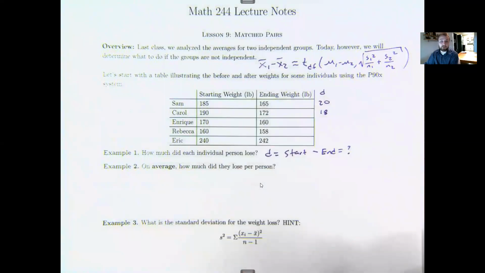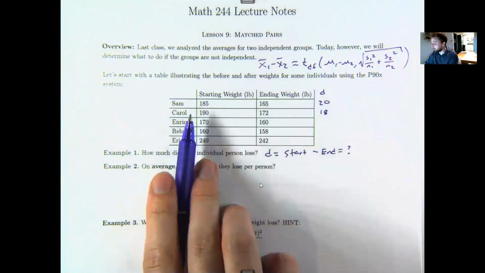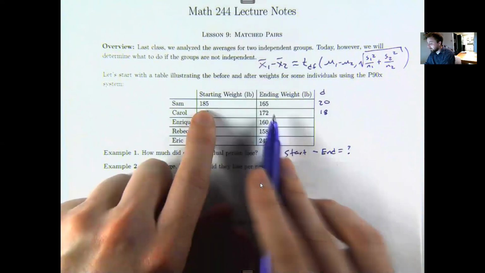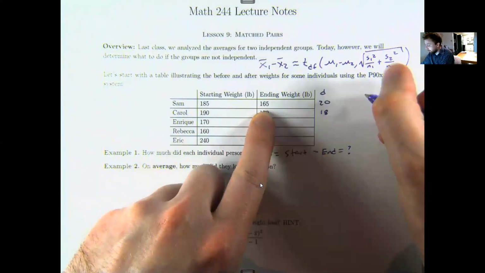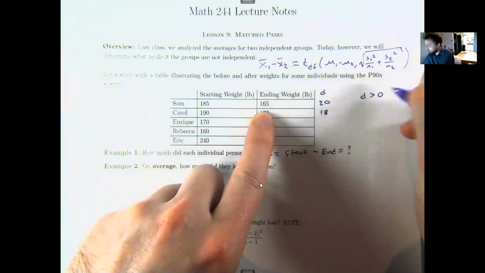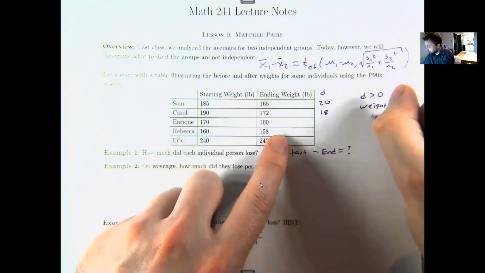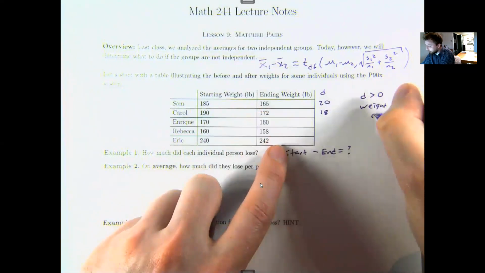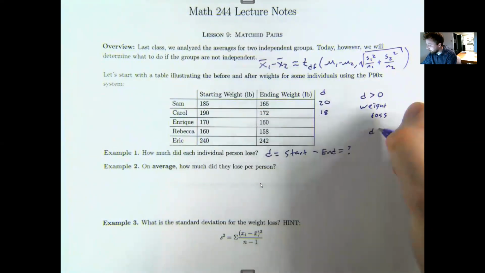One thing I have to be a little bit careful about is signs. So notice this is a positive for difference when I do the start minus the end. Sam went from 185 down to 165. So whenever I have a difference that's bigger than 0, this represents weight loss. Now looking through the table, it might not be the case that everyone has lost weight. In the situation where I have a difference that's less than 0, this will tell me that the person actually gained weight.